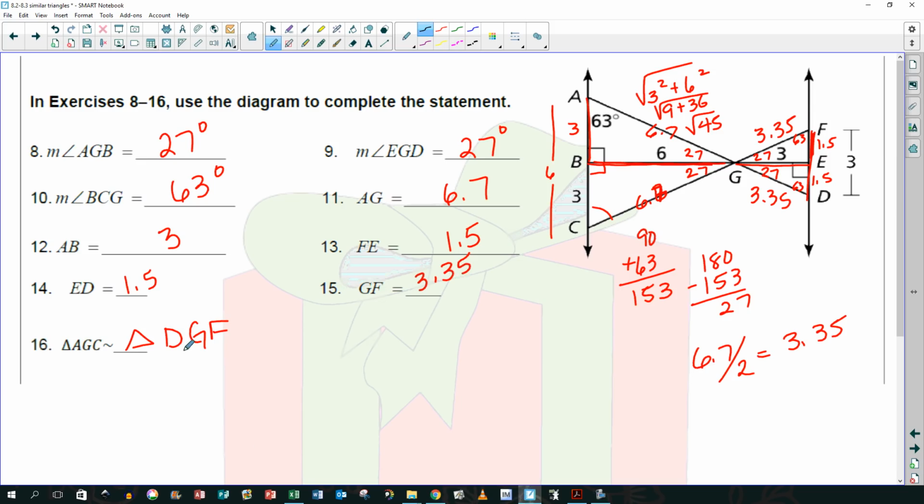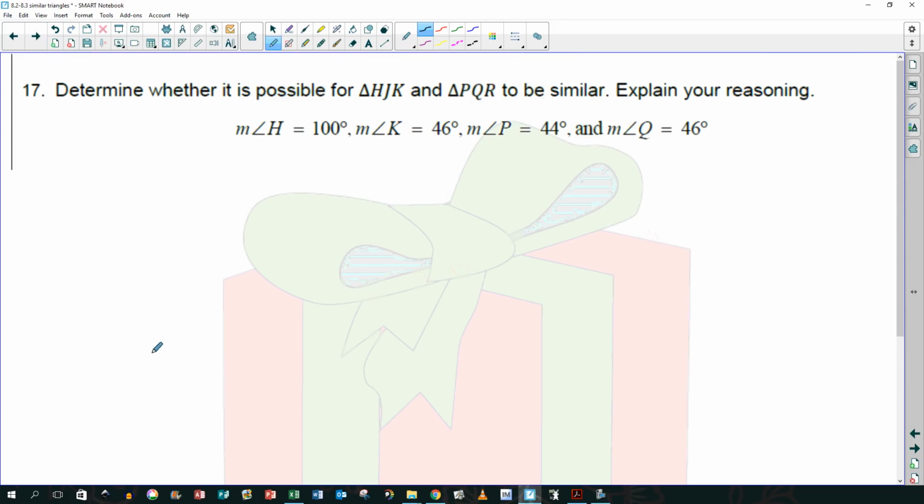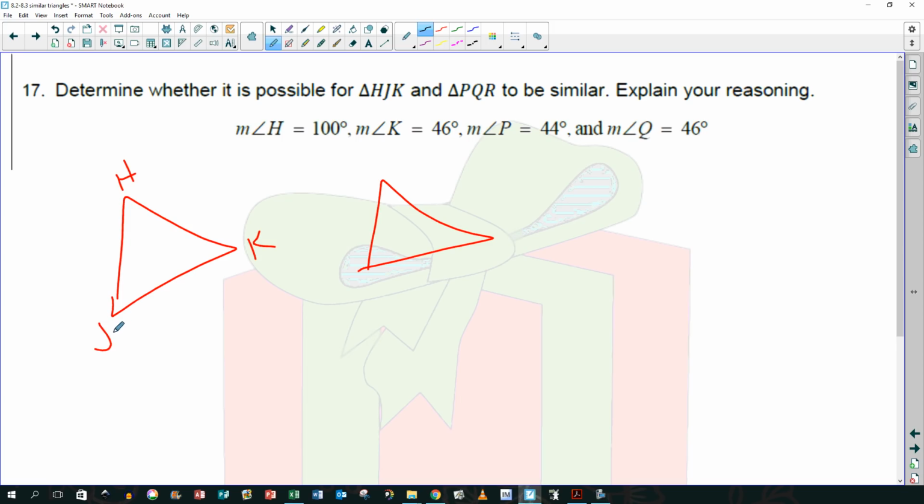And you could have put FGD also. All right. So now we're going to determine if it's possible for these two triangles to be similar. So I'm just going to draw two triangles. So I have H, K, and J. So H, J, K. And then I have P, Q, R. So 1, 2, 3, 1, 2, 3.